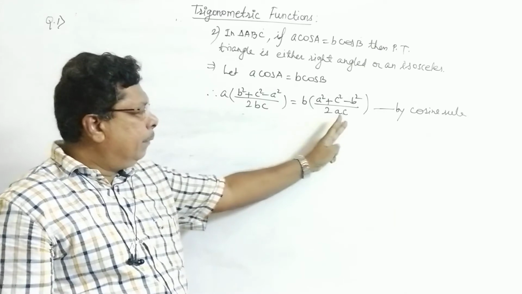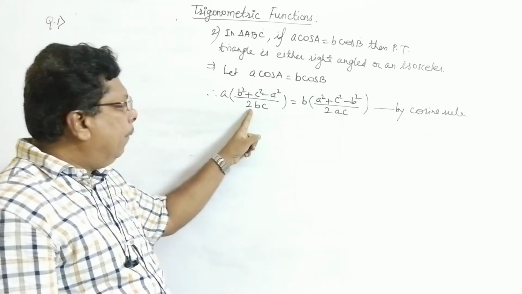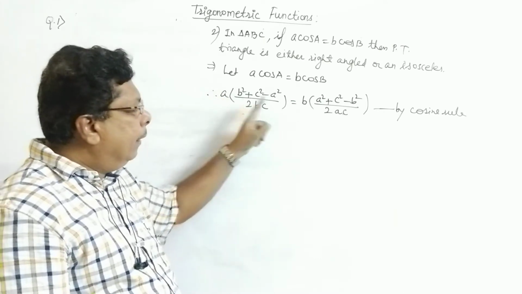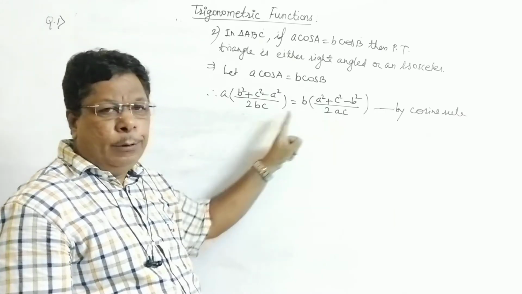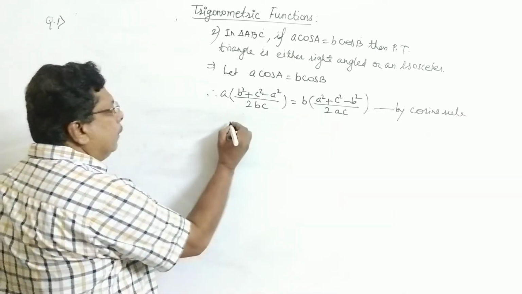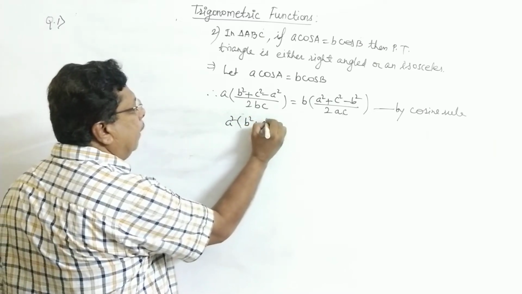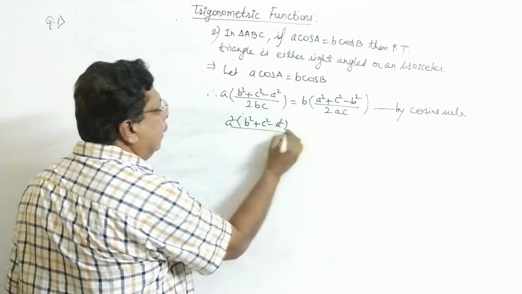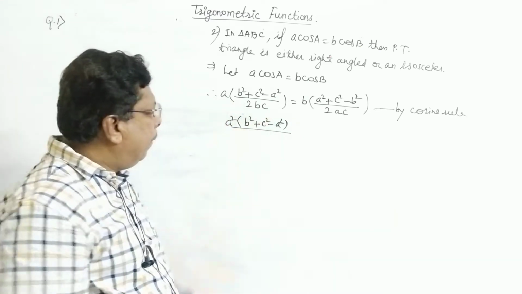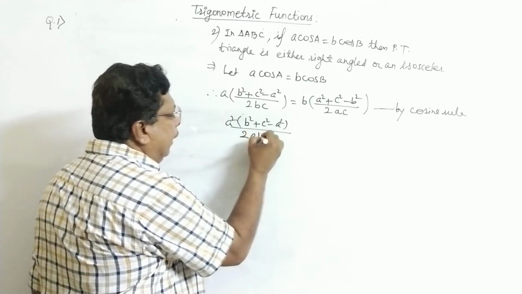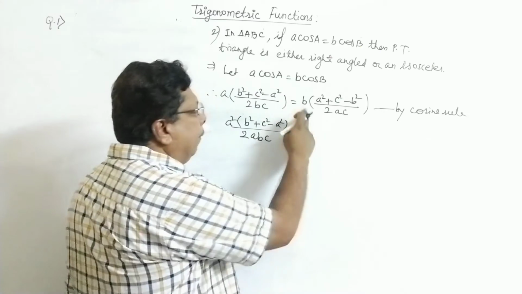Okay, now simplify here. Here is 2BC, here is 2AC. So make the denominator same, make the denominator 2ABC. So here multiply and divide by A, here multiply and divide by B. So the denominator of both becomes the same, 2ABC. So this becomes A into A square in bracket B square plus C square minus A square. I multiplied this by A, A into A square. Here also multiply by A, so it becomes 2ABC equals, on the right hand side multiply and divide by B.